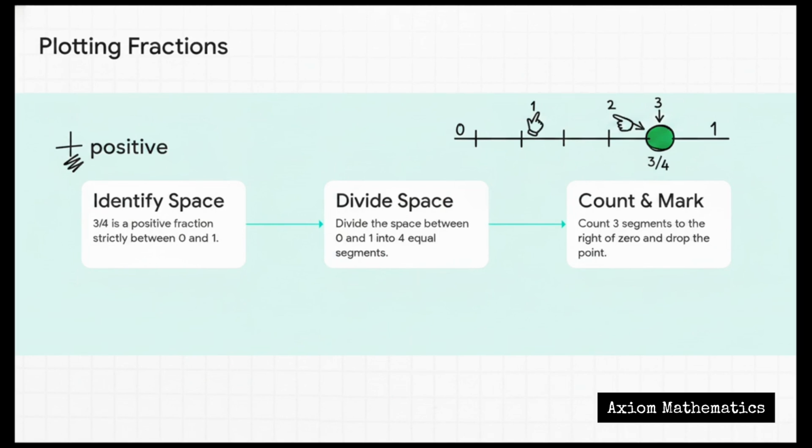Step 1, well, 3/4 is positive and it's less than 1, so it lives strictly between 0 and 1. Step 2, look at the denominator, which is 4. That tells us to slice the space between 0 and 1 into 4 perfectly equal segments. Step 3, the numerator is 3, so we literally just count 1, 2, 3 segments to the right of 0, drop our point, and boom, perfectly placed. Honestly, it's incredibly satisfying when you realize a fraction is really just a simple set of physical directions.